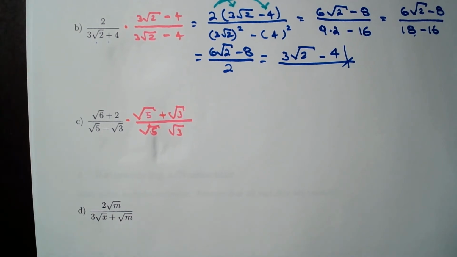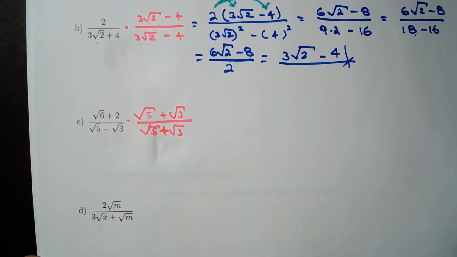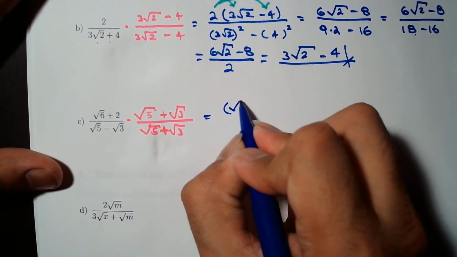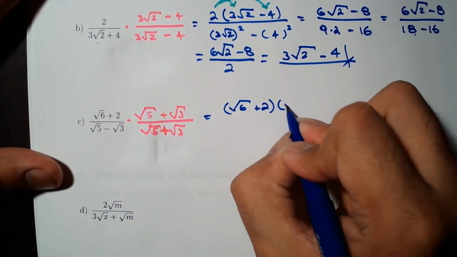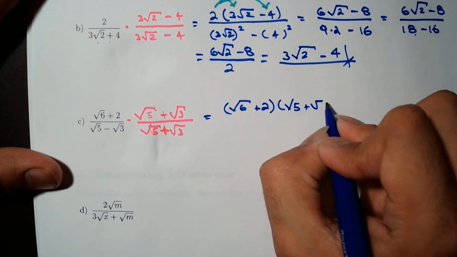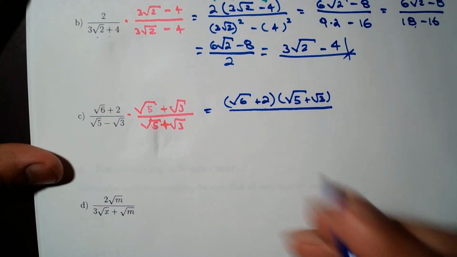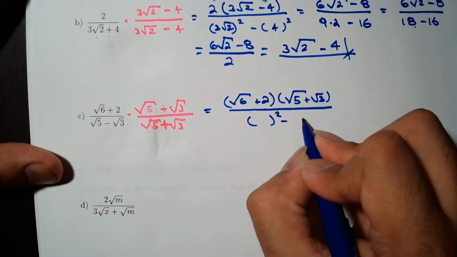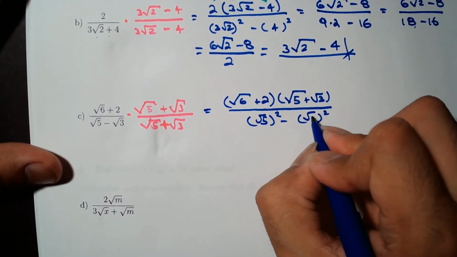All right. So notice these two are conjugates. 1 minus, 1 plus. Okay, so let's multiply across. So I'm going to multiply square root of 6 plus the square root of 2, I mean plus 2, by square root of 5 plus root of 3. And in the denominator, I'm going to take advantage again of the product of two conjugate binomials, quantity squared minus quantity squared, and in this case root of 5, root of 3.